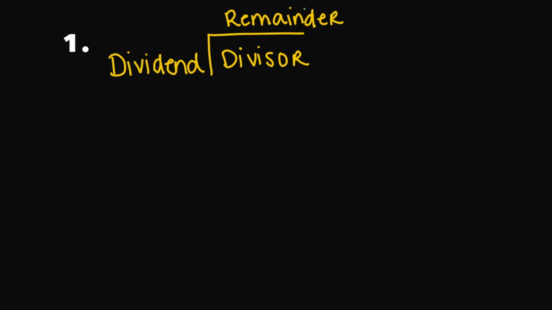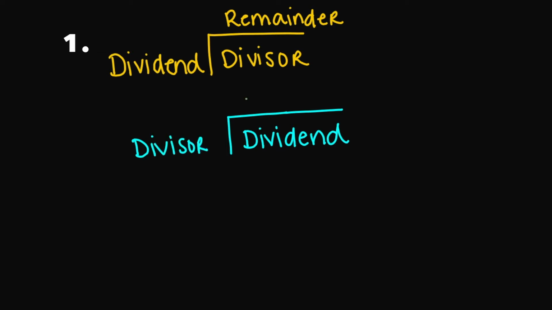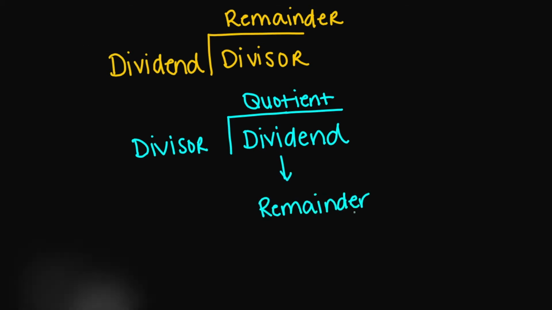So when you are dividing, the number on the inside is called your divisor, the number on the outside is called your dividend, and then the number on top is called your remainder. Is this true or false? And this is false. The number on the inside of your division sign is your dividend. The number on the outside is your divisor. The number on top is your quotient, and the number at the bottom, whatever you have left over, will be your remainder. So this is false.